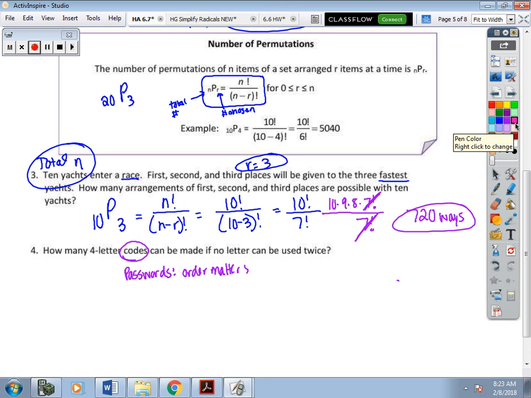So for this one, you have to think a little bit. We're doing letters, so how many total possible letters do we have to choose from? Garrett? 26.